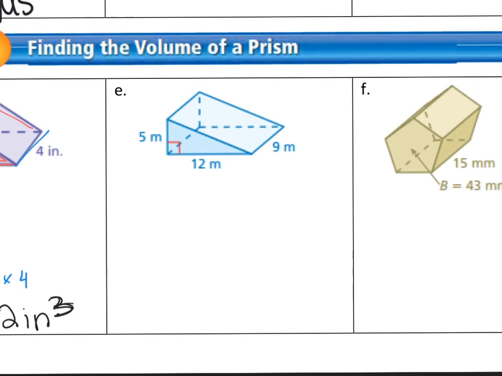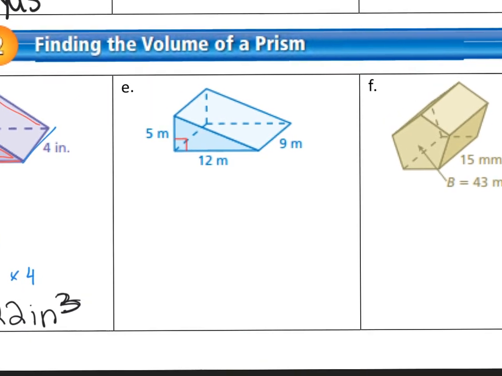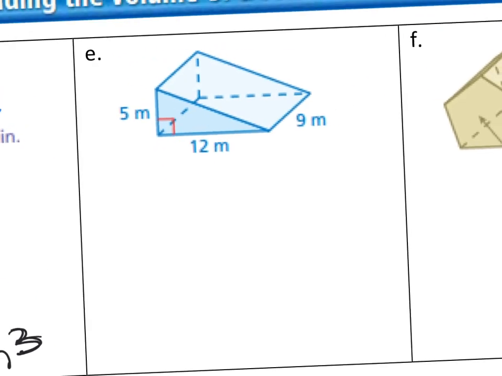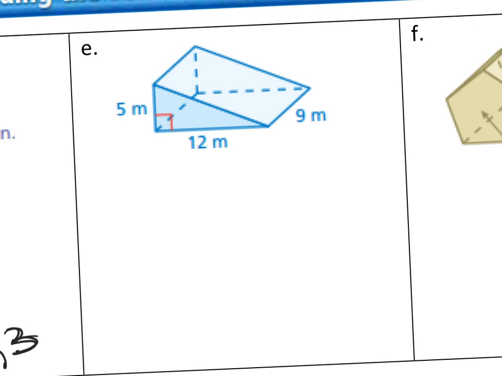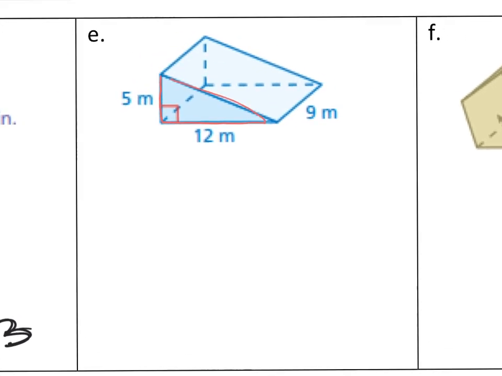Let's do this again in E. Again, our base is the triangular portion. So right here, our triangle. We have to find the area of this base, and then we can multiply it by our height.